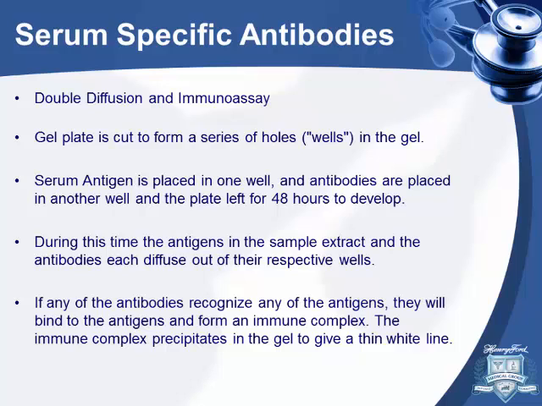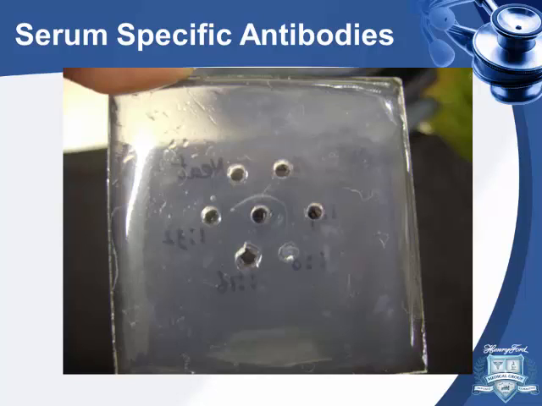It's basically a double diffusion immunoassay. They have a piece of gel and make holes in it. Then they put in the antigen that they have, and a little drop of serum. They incubate it for 48 hours, and then things start precipitating outside. If the antibody and antigen do bind together, they form an immune complex, they precipitate, and they form a line. And that can be seen. So it looks something like this.